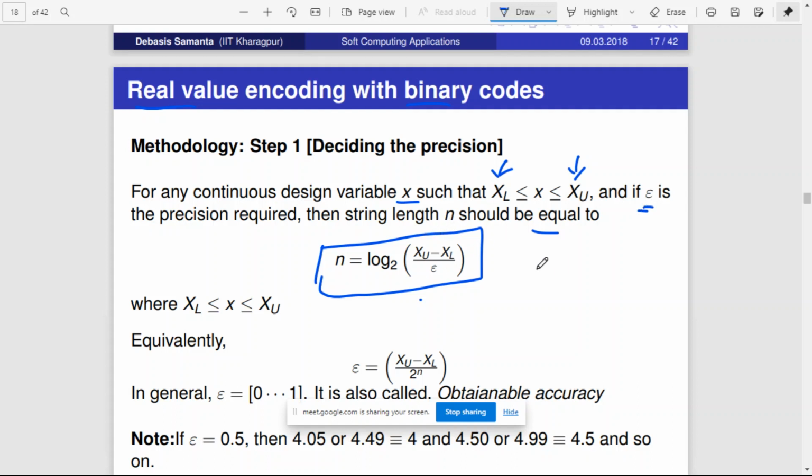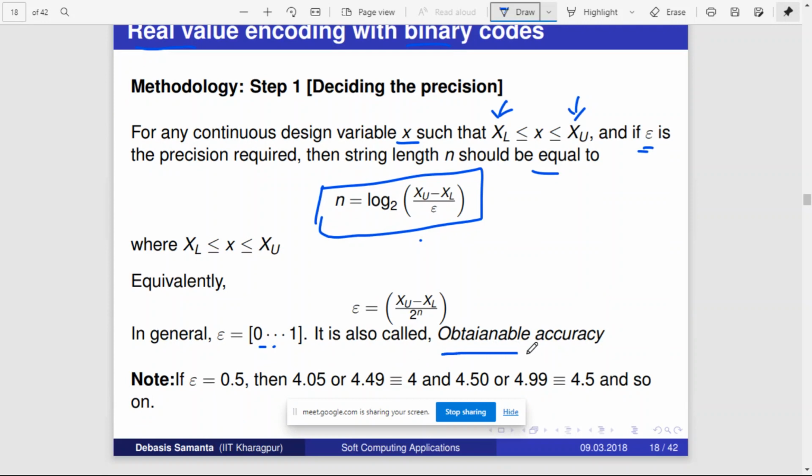When you convert a real value to binary representation, you may be missing some information. That is, you cannot say that it is perfectly precise. So the degree of precision required is represented through epsilon. Epsilon takes a value between 0 and 1. It also represents the obtainable accuracy. How much accuracy is possible? That is also represented through epsilon.